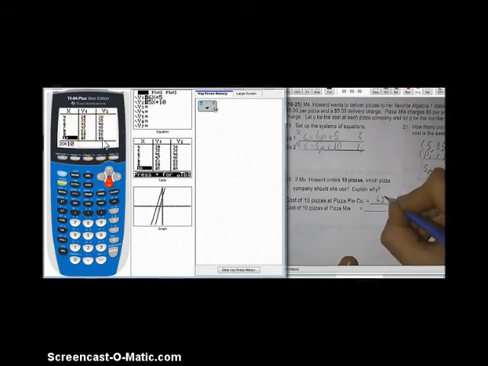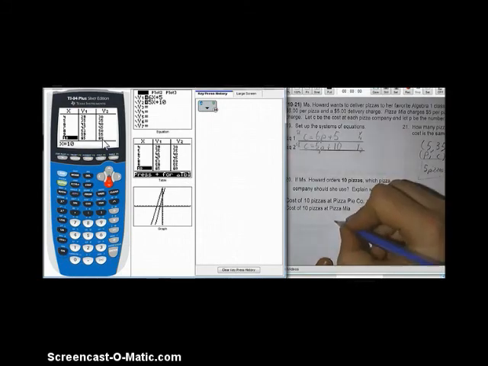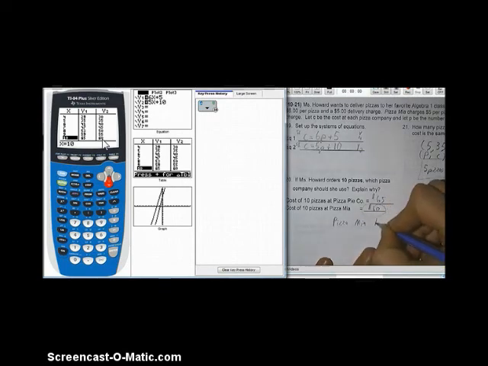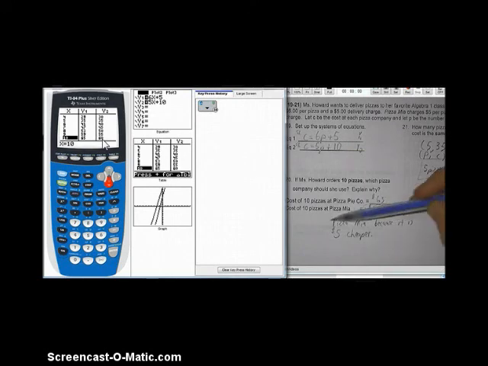So I've got $65 for Pizza Pie Company and $60 for Pizza Mia. Well, which one would you want to use? Well, obviously, I'm going to go with that $60 one. So I'm going to write on there Pizza Mia, because it is $5 cheaper.